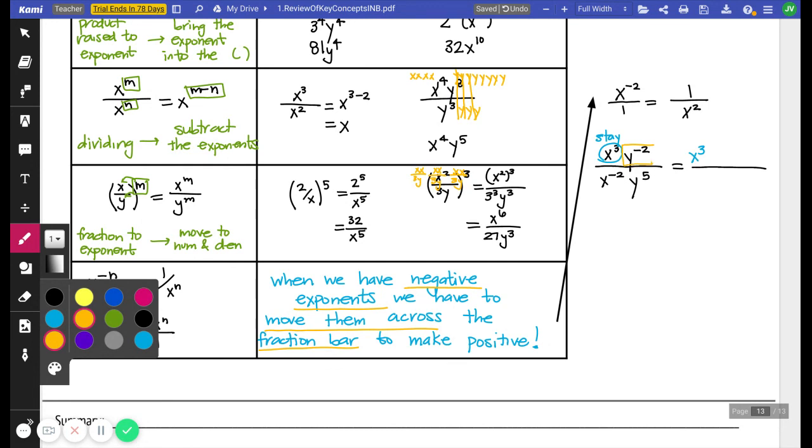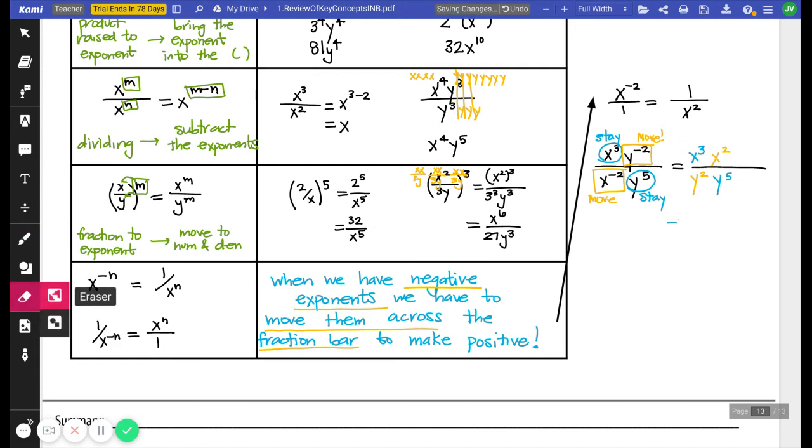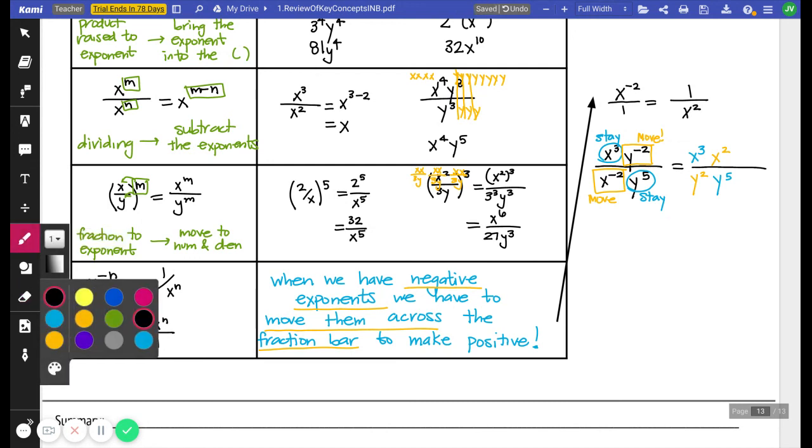Y to the negative 2 has got to move. It's going to move down. X to the negative 2 down here has got to move. It goes across the fraction bar so that it can become positive. Y to the fifth gets to stay, because it's positive, its exponent does not need to change. Remember, the rule at the end was no negative exponents. So we deal with negative exponents by moving them or having them stay. And there's our final answer.